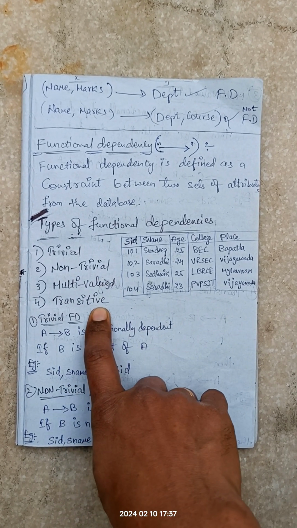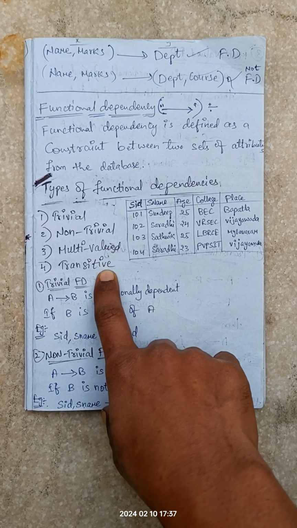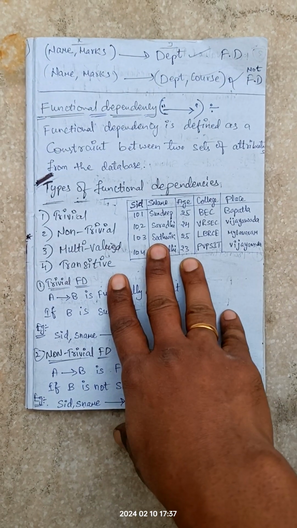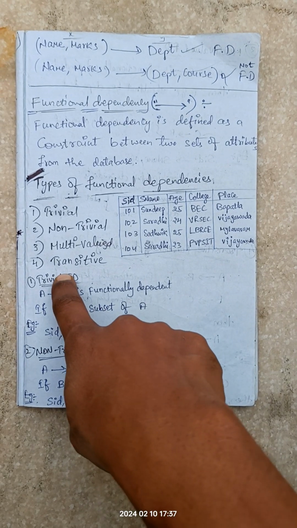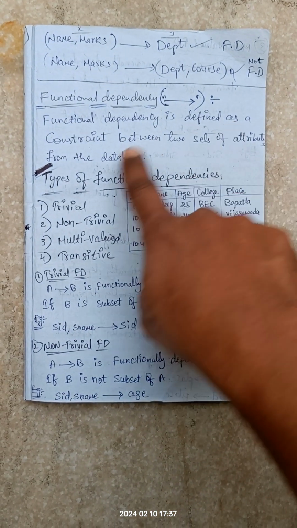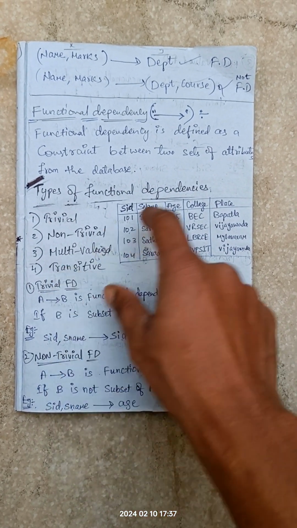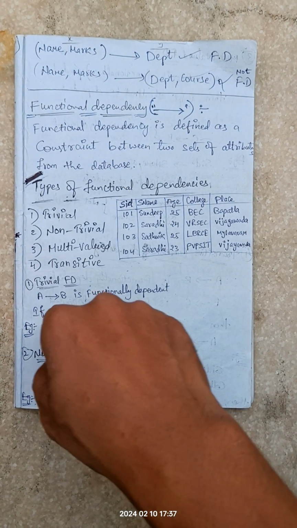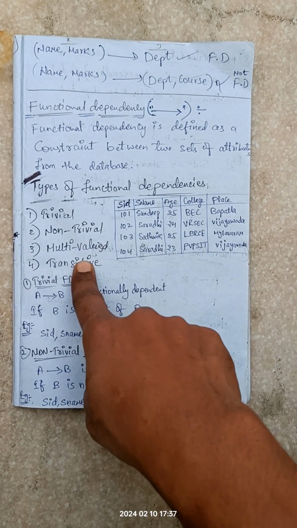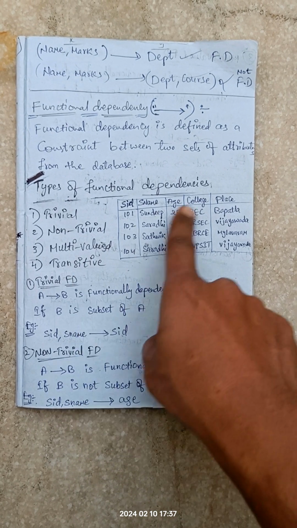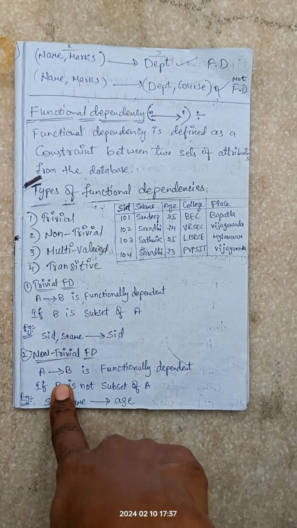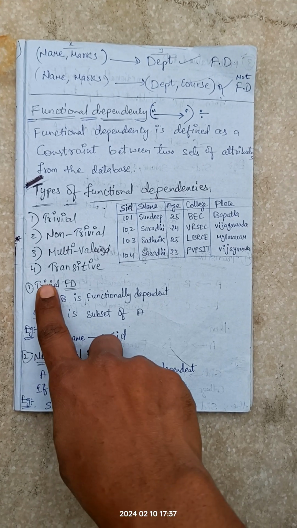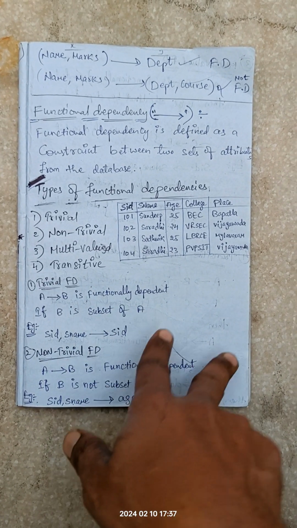So in the semester exam, after writing the definition, you write these four types as they are. After writing these four types, you draw this box below. Then after that you write the explanation about trivial and non-trivial, and on the next page we have multi-value and transitive.